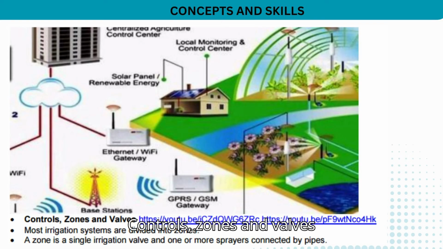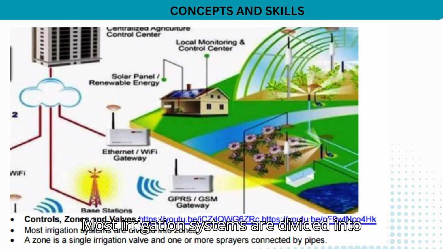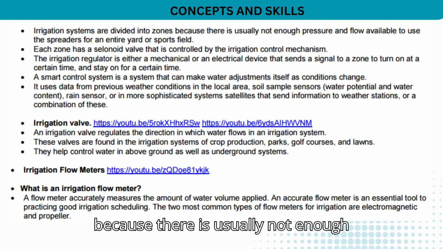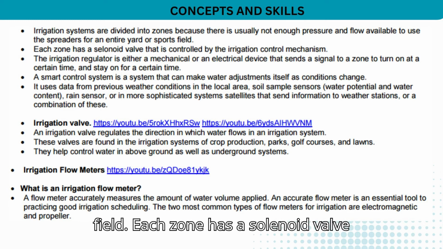Controls, zones and valves. Most irrigation systems are divided into zones. A zone is a single irrigation valve and one or more sprayers connected by pipes. Irrigation systems are divided into zones because there is usually not enough pressure and flow available to use the spreaders for an entire yard or sports field.